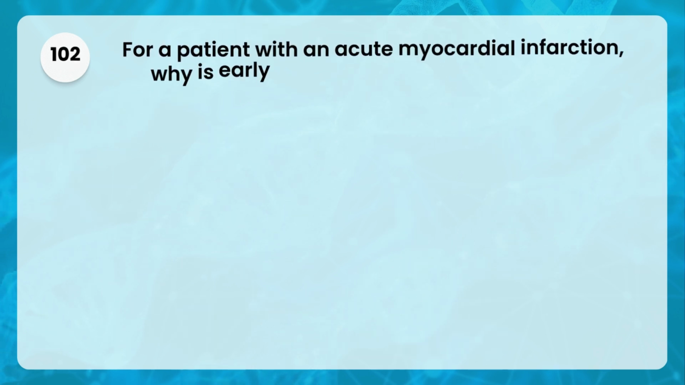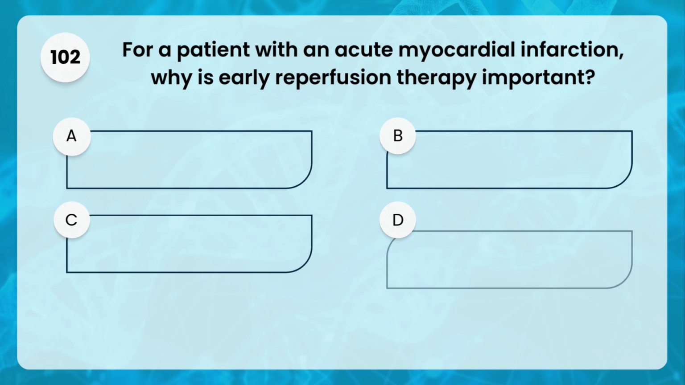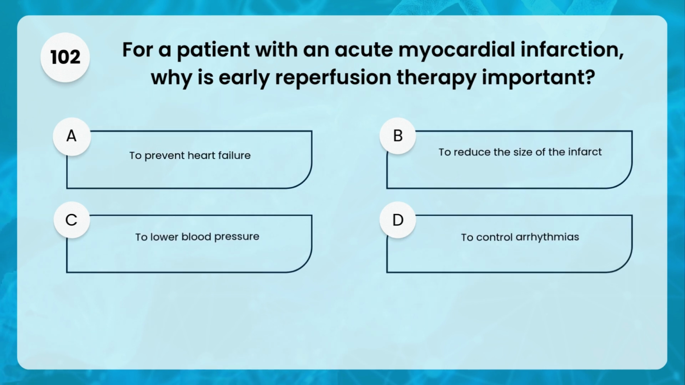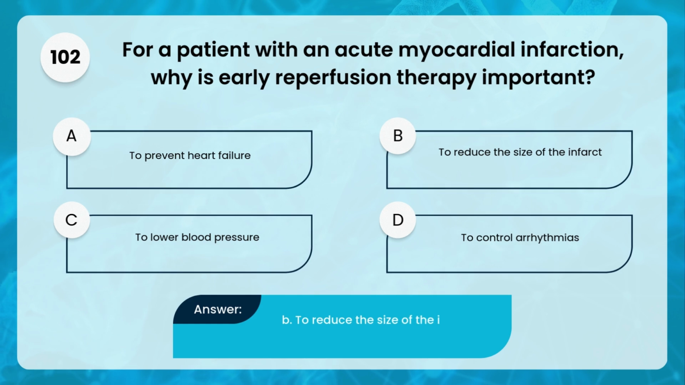102. For a patient with acute myocardial infarction, why is early reperfusion therapy important? A, to prevent heart failure. B, to reduce the size of the infarct. C, to lower blood pressure. D, to control arrhythmias. The answer is B, to reduce the size of the infarct.